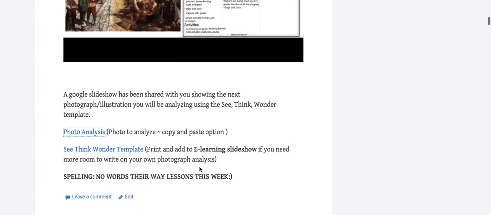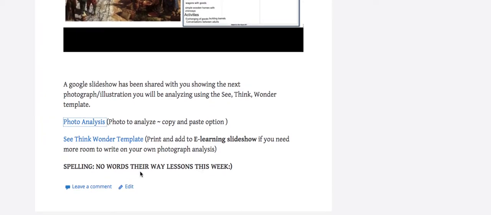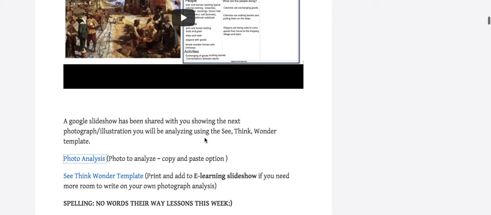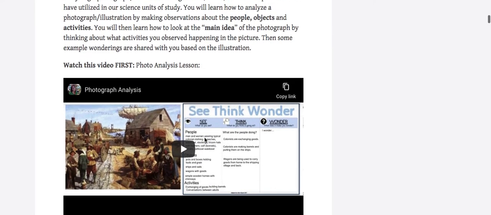So enjoy these activities. There's no spelling this week. We felt like you had enough to do for this week. So focus on your reading, your poetry, your math, and your photo analysis.